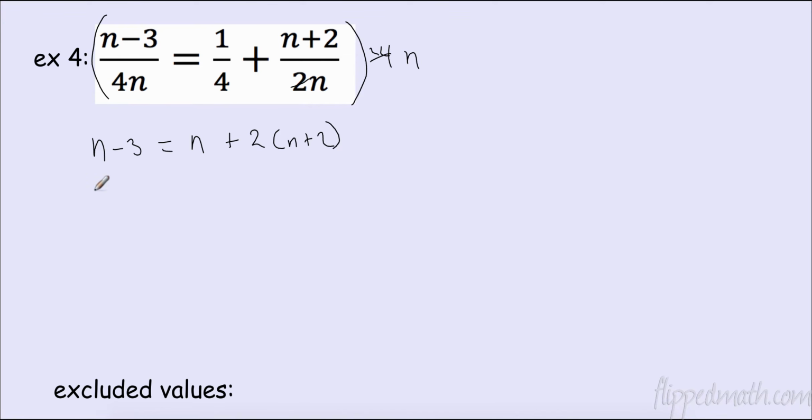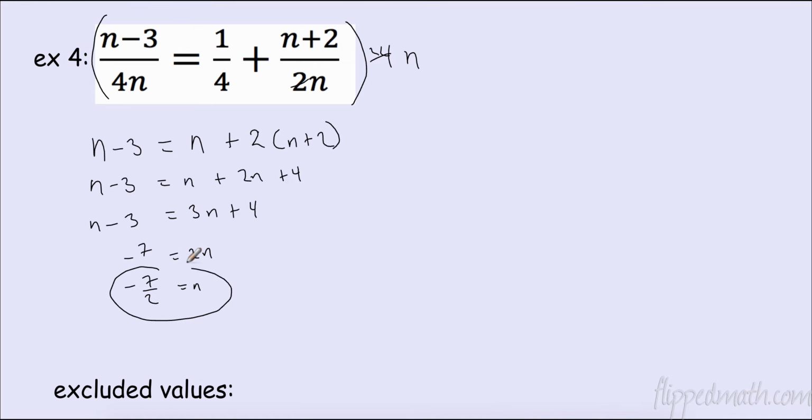All right, so we have some math to do here. Distribute: 2 times n is 2n, 2 times 2 is 4. All right, and we need to combine like terms. So we have 3n plus 4 on this side, and n minus 3 on this side. Get my n's together, subtract n. I have 2n. Subtract 4, I have negative 7. Divide by 2, and n gives me negative 7 halves.